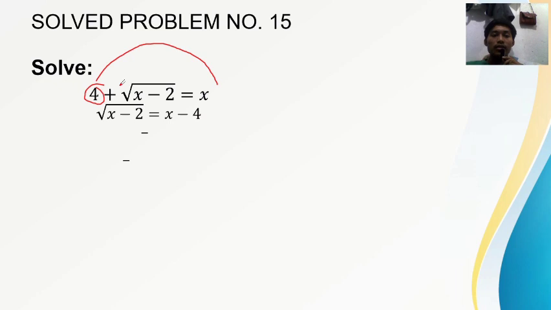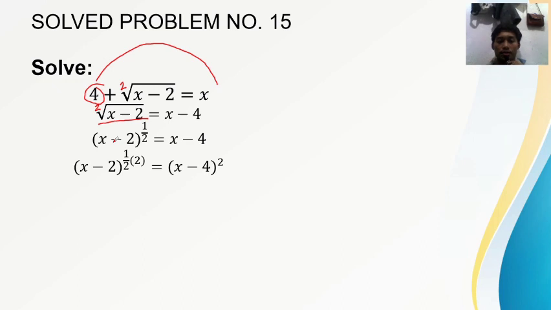Meron tayong radical dito at automatic kapag wala kayong nakitang index, ibig sabihin meron kayong 2 as index nila. So, we have to square it. Ayan. So, una, bago pala natin siya i-square, we have to simplify this into an exponential problem. So, ngayon, yan na yon. We have to square both sides of the equation. Siyempre, cancel na natin to at magiging 1 ang ating 1/2.